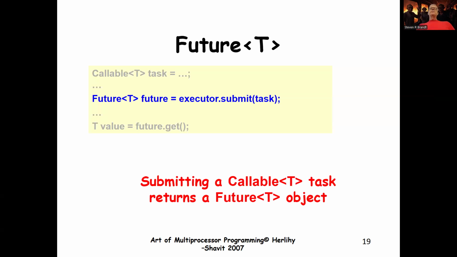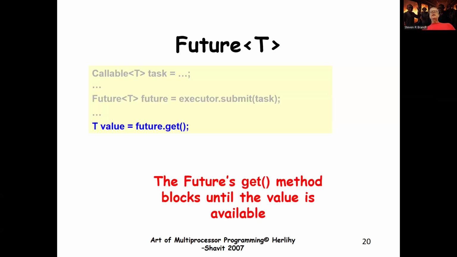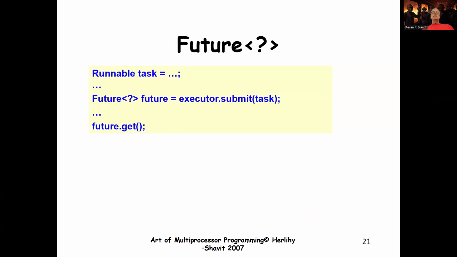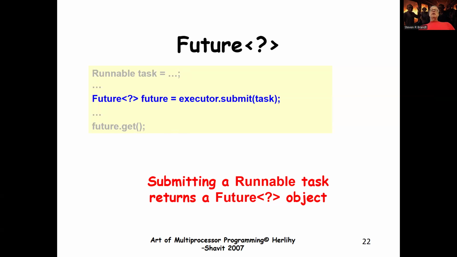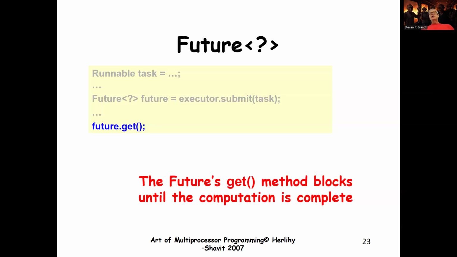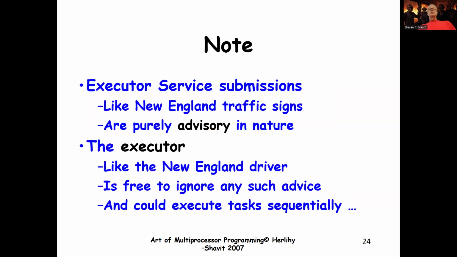All right. So yeah, this paradigm is used in a lot of places. Okay. So submitting a runnable task returns a future. Also, you can submit that as well, but that doesn't have a value. And the get method blocks until the computation is complete regardless.